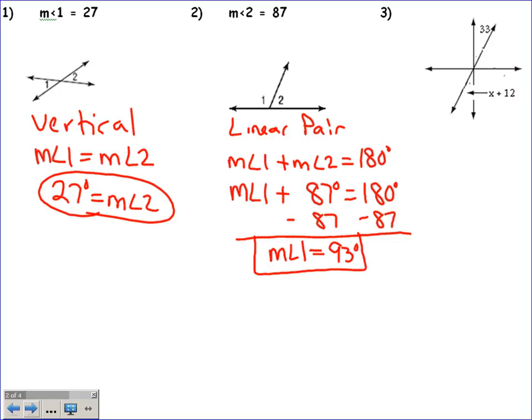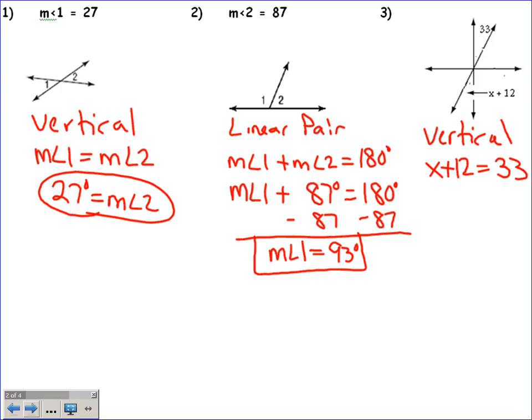Okay. Number 3. What's the relationship with these two angles? Vertical angles. You guys are noticing probably what we're doing. Vertical angles are congruent. Hopefully, if we say it enough times, it's going to be innate, it's going to be in our head. Congruent means equal, right? So all we're going to do is set these two angles equal to each other. So we have x plus 12 equals 33.